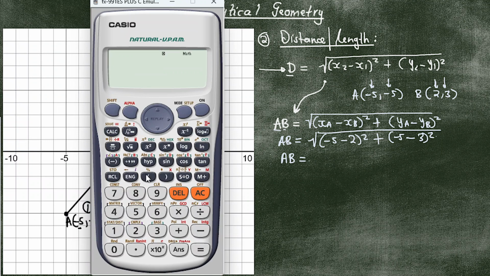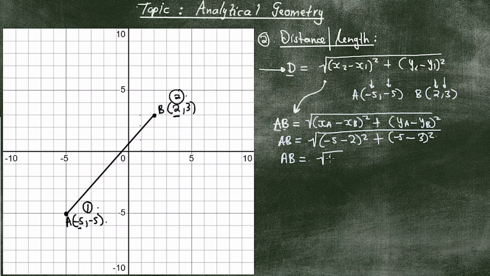All right, I'm just going to punch everything into the calculator. Minus 5 minus 2, squared, plus minus 5 minus 3, squared. I'm getting the square root of 113. So the answer is that the distance from A all the way to B measures the square root of 113.